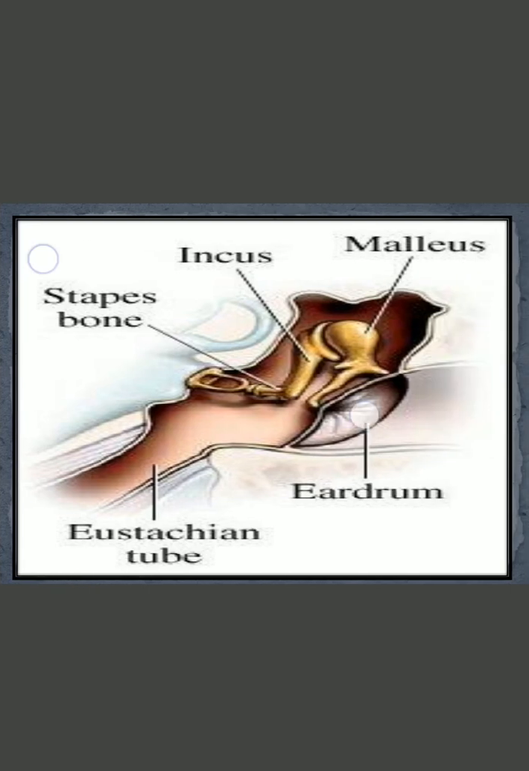In this figure, this is the tympanic membrane, this is malleus. This is the anterior process of the malleus. This is the lateral process of the malleus. This is the handle of the malleus. It is attached to the upper half of the tympanic membrane.